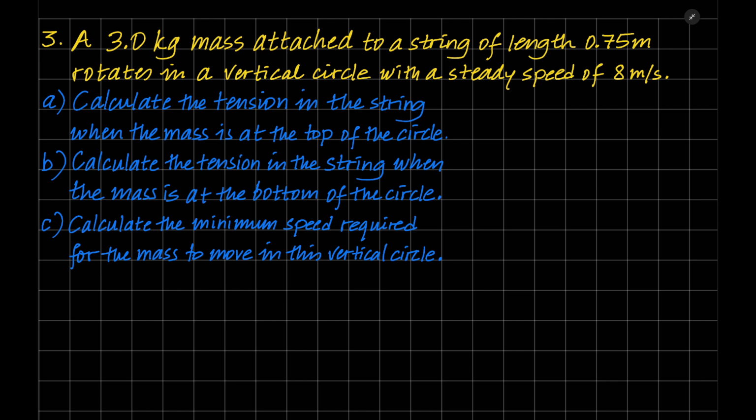Let's write down the givens. Mass is equal to 3 kilograms. And the length of the string, that means the radius, is equal to 0.75 meters, and the speed is 8.0 meters per second. Velocity or speed is equal to 8 meters per second. Now let's draw the diagram of the motion.